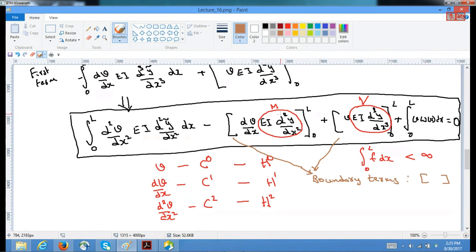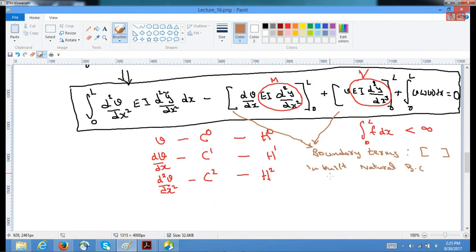in these boundary terms, obviously you have inbuilt natural boundary conditions. So we have to define what are natural boundary conditions and kinematic boundary conditions. For the beam, if you mention y and dy by dx, these come under kinematic boundary conditions. And if you mention d square y by dx squared and d cube y by dx cubed, if I multiply by EI, this will become M, and this will become V. This is shear force, bending moment, this is slope, this is transverse displacement.